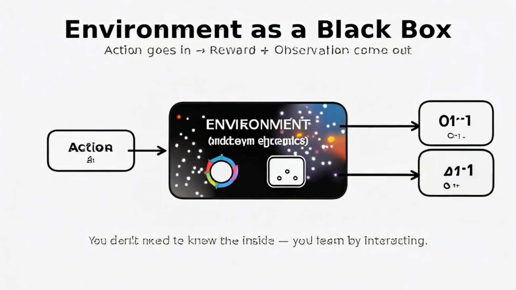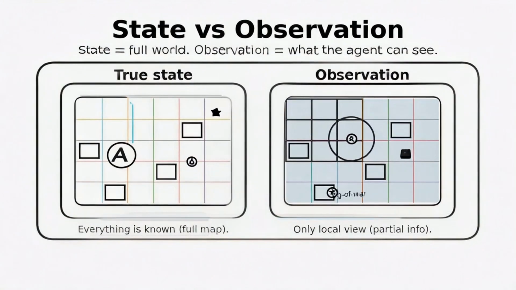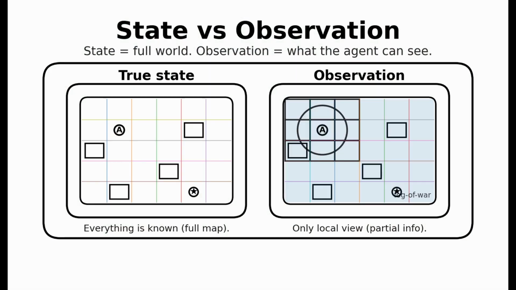Next vocabulary, state and observation. In the cleanest textbook version of RL, the environment has a state. The state is a complete description of the world at that moment. In chess, it's the full board position. In a robot simulation, it's positions, velocities, joint angles, everything. If the agent sees the full state, then decision-making is fully informed. That's the classic setting. But in real life, the agent often doesn't get the full truth of the world.